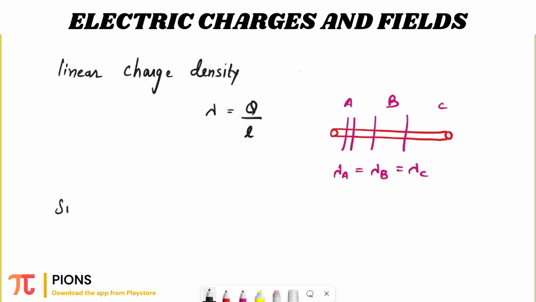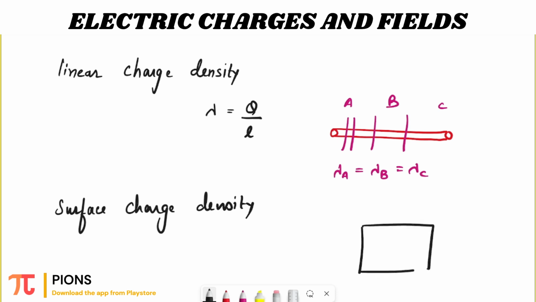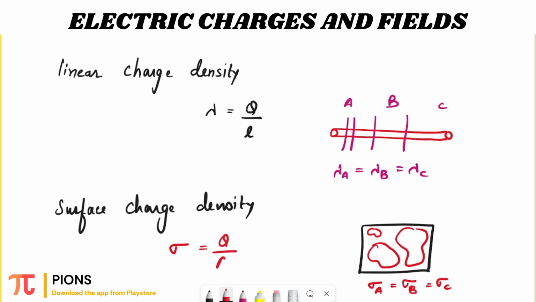Similarly, if we call it surface charge density, what happens for surface charge density? If I take a sheet and I take this small area, this huge area and this very big area, for each one, what remains the same? Sigma A, sigma B and sigma C. Sir, what's sigma? Surface charge density is denoted by sigma and that will be equal to the charge present in a given area.